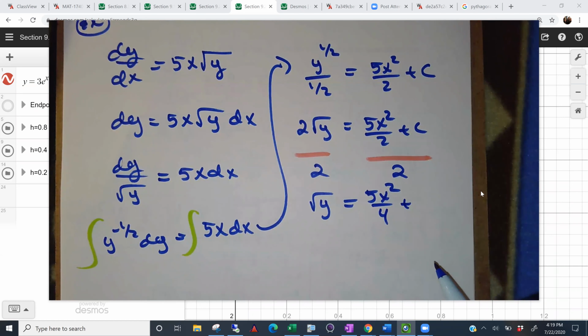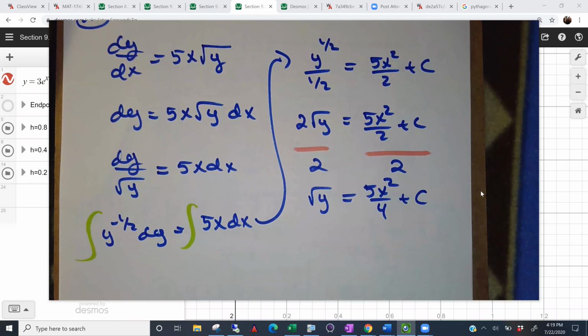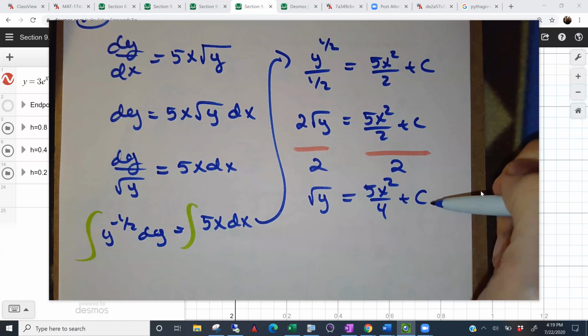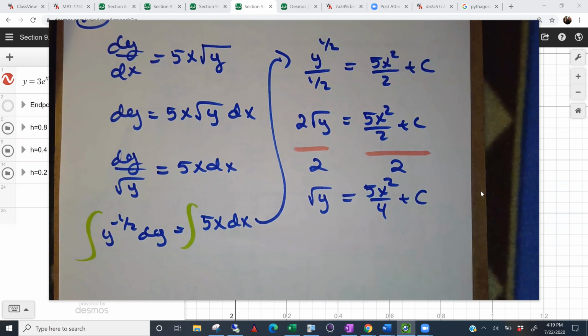And I'm not sure if you're going to like this or not, but a constant divided by a constant is a constant. I mean, technically, this is like a C1 and this is a C2, but we're not really going to take that much care in differentiating these things. It's still a constant.